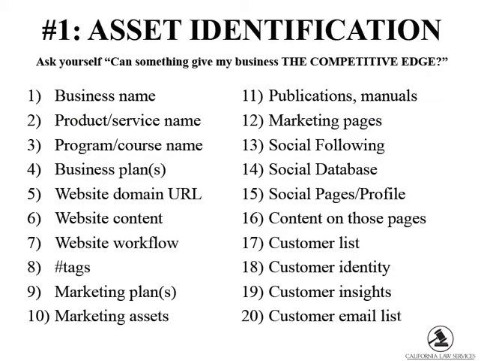So here's a quick checklist of all the different assets that I want you to identify in your business. Ask yourself, can something give my business the competitive edge or the competitive advantage? And if it can, it's probably an asset of some sort. Number one is the business name. Of course, it can give you a competitive edge. The product or service names. Absolutely. Program course names. Yes, of course.